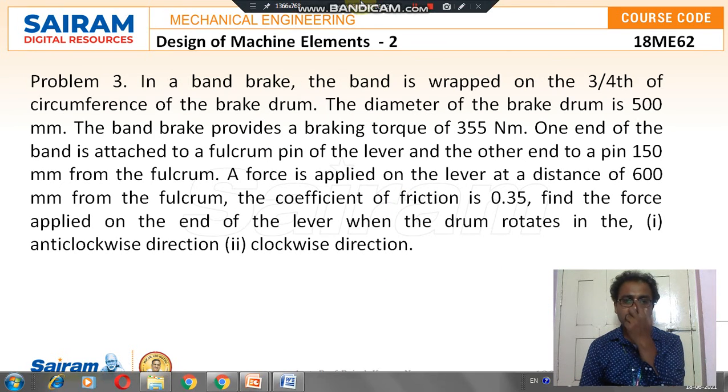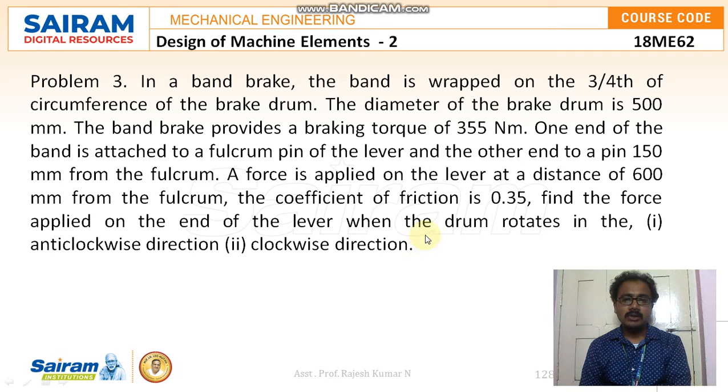And moving to the third one, a band brake problem. This is the second type of design we discussed in the brake. The question is: in a band brake, the band is wrapped on 3/4 of the circumference of the brake drum. The diameter of the brake drum is 500 mm. The band brake provides a braking torque of 355 Newton meter.